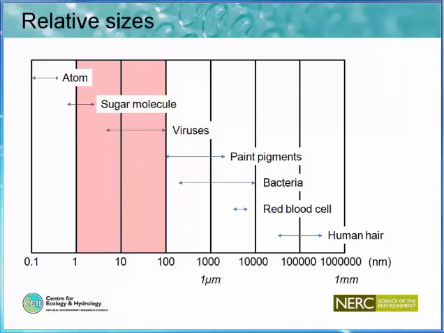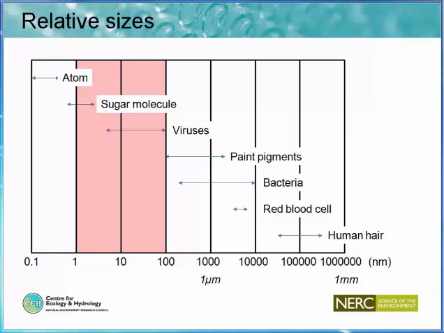Just to give you a little bit more idea about relative sizes, this chart goes from 0.1 nanometers on the right up to a very large number on the other side, shows you the size range of nanoparticles highlighted in red against various other small things such as atoms, molecules, viruses and bacteria. And we can see that nanoparticles, they're bigger than atoms, they're generally bigger than molecules except large ones like sugar molecules, and they're in the same size range as viruses, but they are smaller than things such as bacteria and red blood cells.